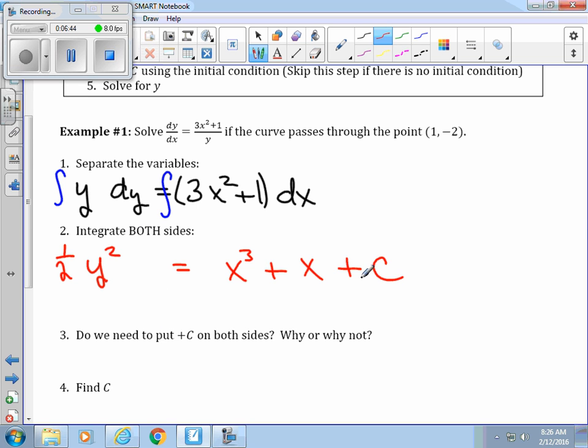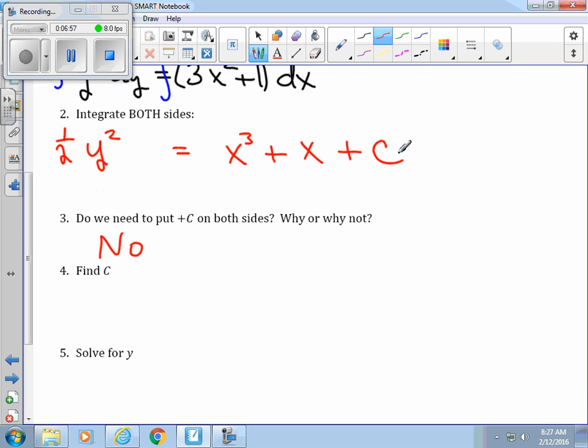Could you subtract them over and make just one constant? So, do we need a c on both sides? No, we can lump them together into one constant. It's not that we're not putting a plus c, it's just they're all the same, both constants in one c. Step 4, find c. How am I going to go about finding c?